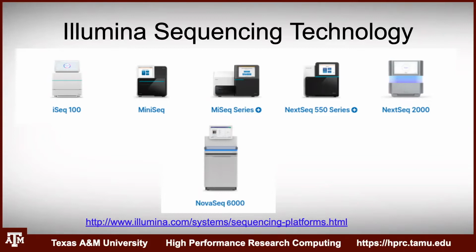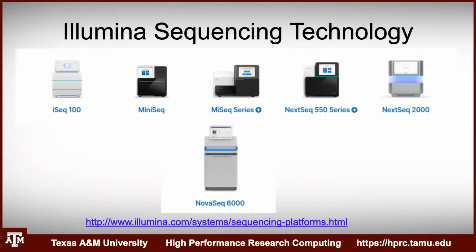There are a number of different Illumina machines that can be used. They differ in their output, as far as how much data they can generate, as well as the library configuration. For example, the iSeq 100 is, I think, the smallest Illumina machine, and it can produce 4 to 8 million reads, whereas the NovaSeq 6000 is the largest, and it can produce, I think, 16 to 20 billion reads. So quite the range there, right?